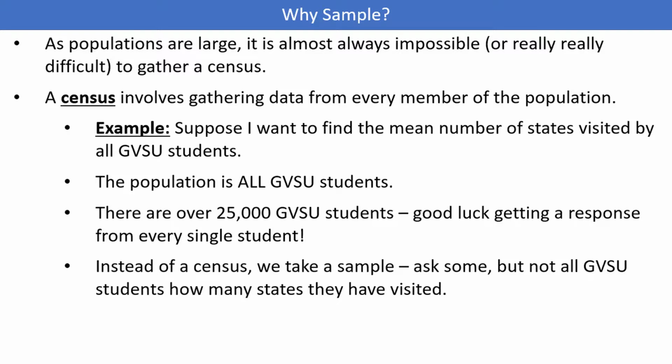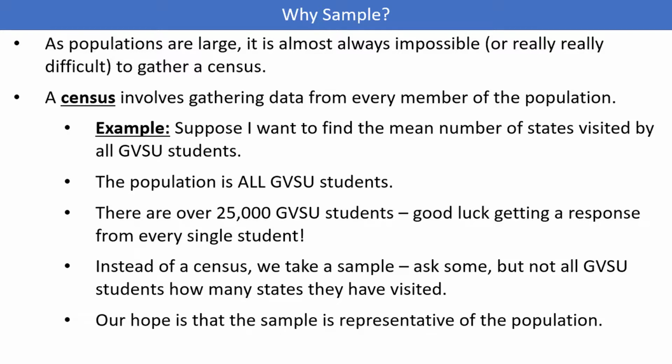Our hope is that our sample of GVSU students is representative of the population. This means that if the average number of states all GVSU students have visited is 10, we would hope that the average number of states that students have visited from our sample is also 10, or at least something close to 10.